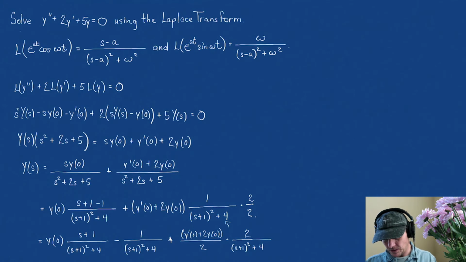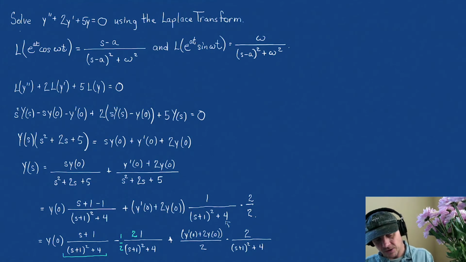The only thing we need to do is get a different color, like this pretty blue here. And notice that I can transform all of these, but the only thing I'm going to need is to put a 2 and a 1 half on my second term. And now look at this. This first term here has the form of the Laplace transform of e to the at cosine omega t. The next two have the forms of the Laplace transform of e to the at sine omega t.